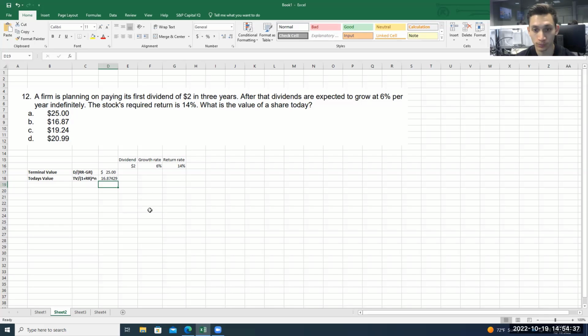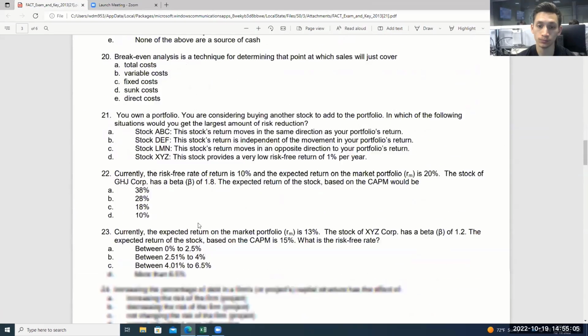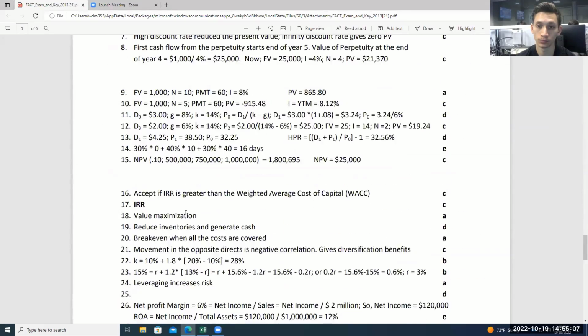What do y'all think? Dividend in 3 years. I would probably use 3, but yeah, I have to talk to the guy who wrote this. It's really confusing. In 3 years, it's very ambiguous. I would say at the end of 3 years, not at the beginning of 3 years. So I would probably use 3, but both answers are in there, aren't they? So yeah, I have to ask. Yeah, that's a really poorly written question.